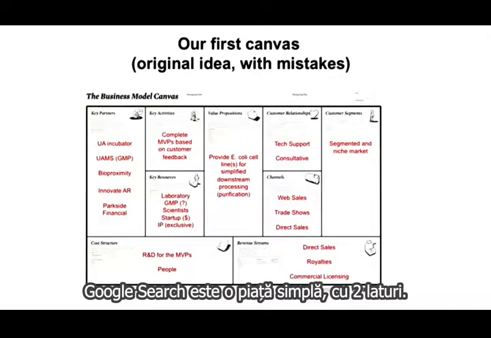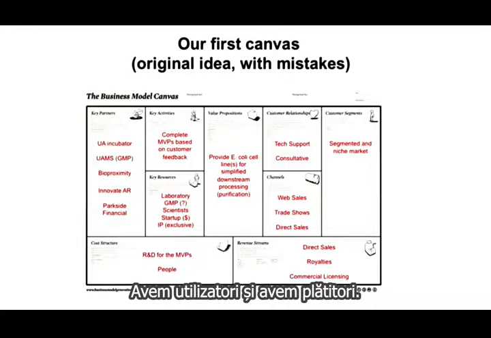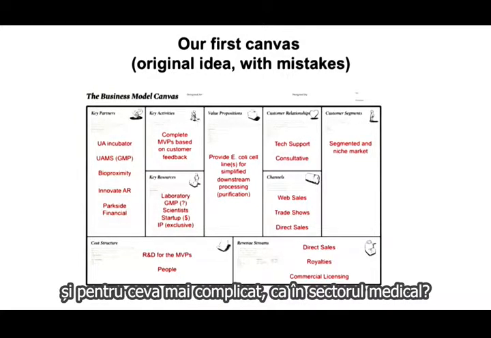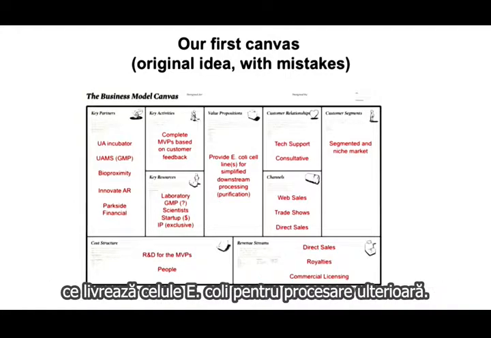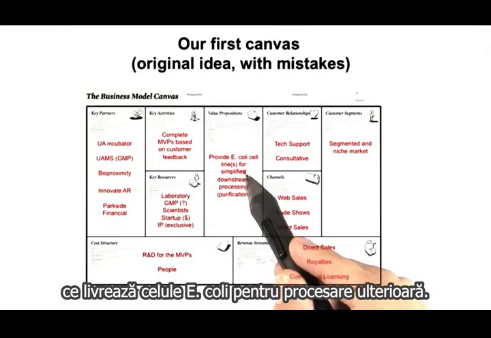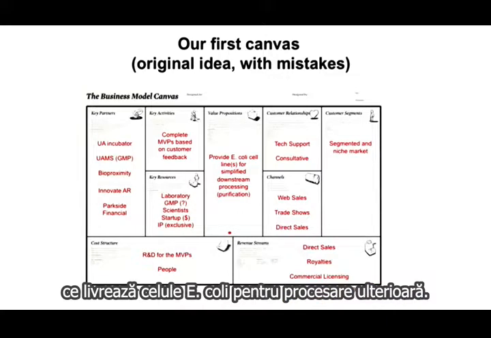So Google search was a very simple multi-sided market, just two sides. There were users and there were payers. But can the canvas actually work with something more complicated, like in life sciences? So here's an example of a business model canvas from a life sciences company that was going to provide E. coli cell lines for simplified downstream processing.